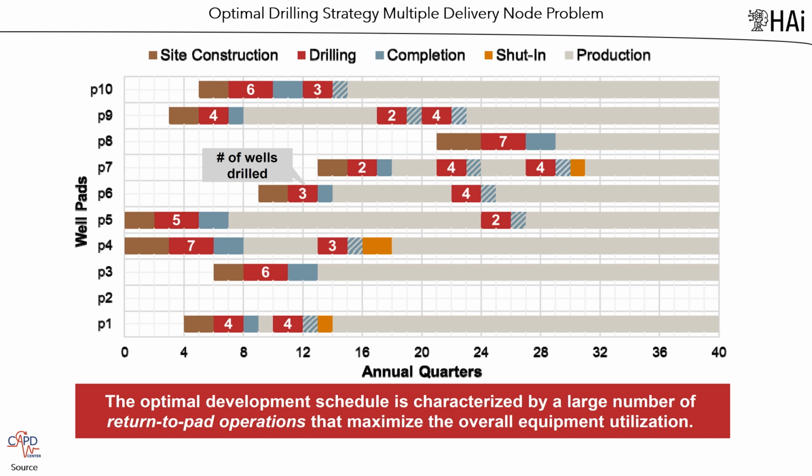In the red boxes, they present the number of wells drilled in each pad, when it is decided to increase production in the pad. The optimal development schedule is characterized by a large number of return to pad operations that maximize the overall equipment utilization.